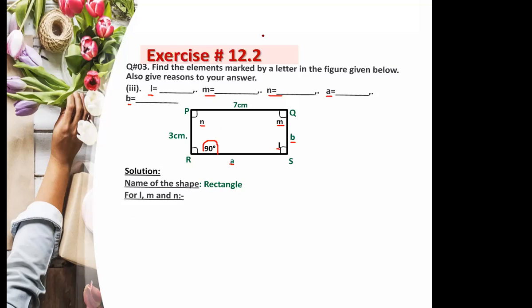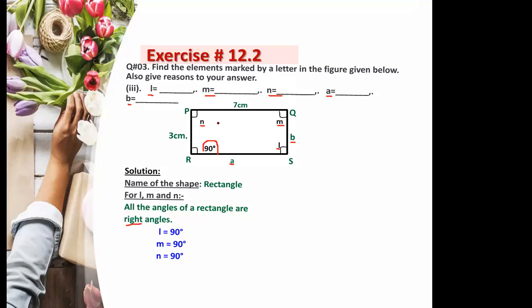Yes, Muhammad Hamza Anjum, you are right. What postulate will you write here? All the angles of a rectangle are right angles, which means all the angles will be equal to 90 degrees. The measurement of L, M, and N will be equal to 90 degrees. So you will write it down: L is equal to 90 degrees, M is equal to 90 degrees, N is also equal to 90 degrees.